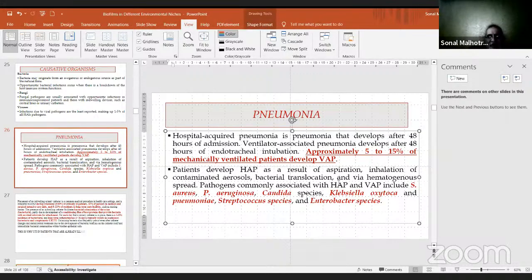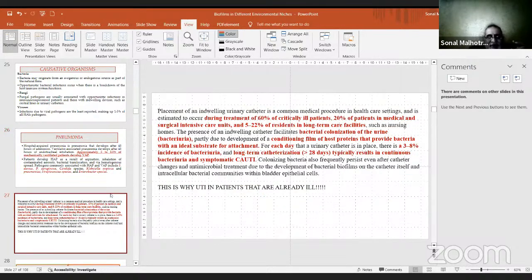Patients develop this as a result of aspiration and inhalation of contaminated aerosols. Even though there are filters in the hospital environment, your mouth is continuously open with this tube placed in there, so bacteria from the surrounding air can go in. I can give you horror stories of hospitals because I've seen them, and I hope I never have to go through this, or that anybody has to. It is very difficult.